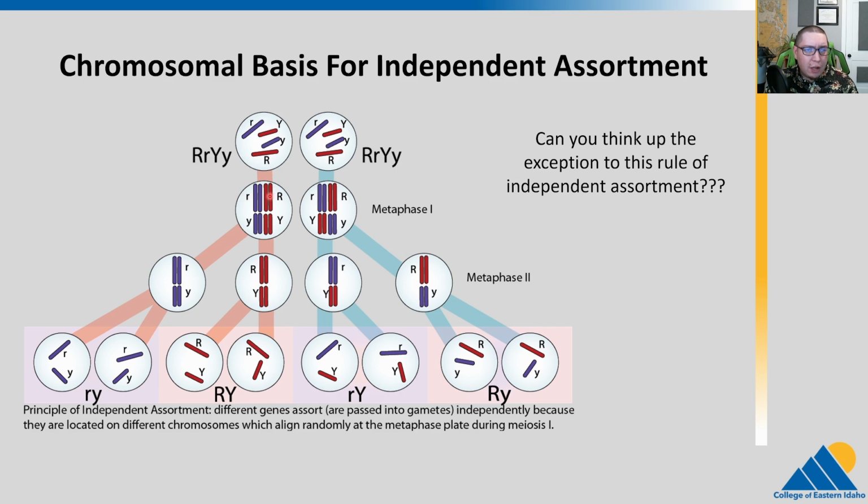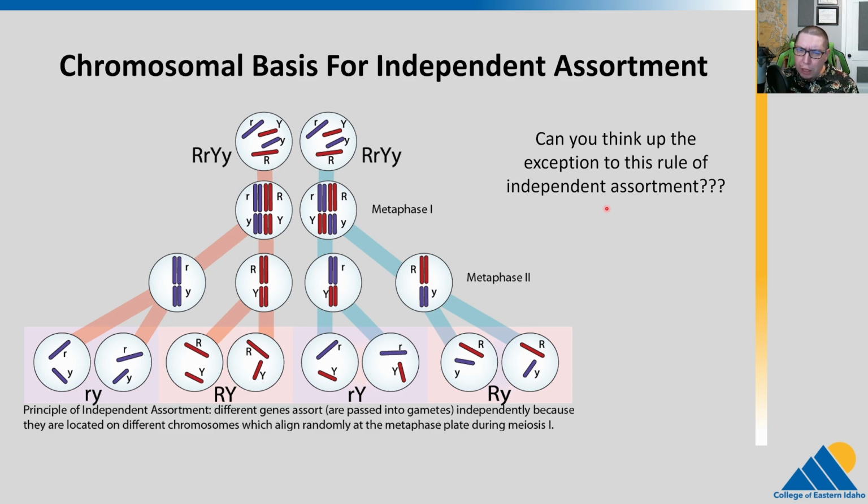Here you can see the R's segregate here and the Y's segregate here. So seed shape and seed color are assorting independently, and you have an equal probability of getting a little r and a little y, as a big R and a big Y, as a little r, big Y, or a big R, little y. Equal chance here because of how metaphase is working. This is independent assortment, but there's a big caveat here.